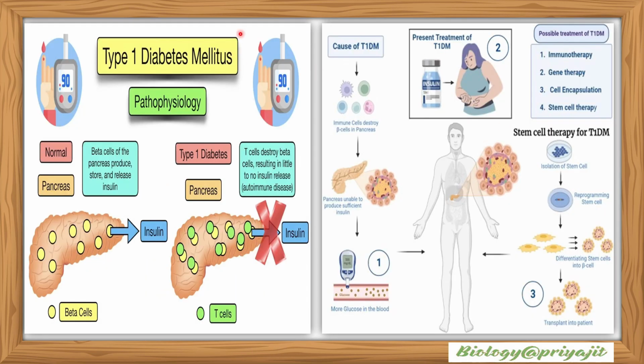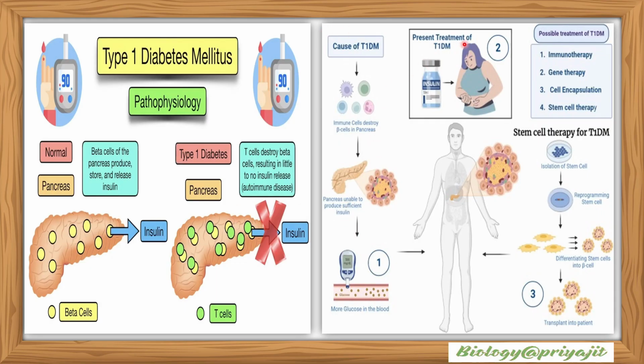This is the image showing type 1 diabetes mellitus pathophysiology. Normally, beta cells of the pancreas produce, store and release insulin, and it controls the blood sugar level. But in type 1 diabetes, our immune cells, the T cells, destroy pancreatic beta cells, resulting in little or no insulin release, which is an autoimmune disorder. So our blood glucose level rises. This is the basic cause of type 1 diabetes.